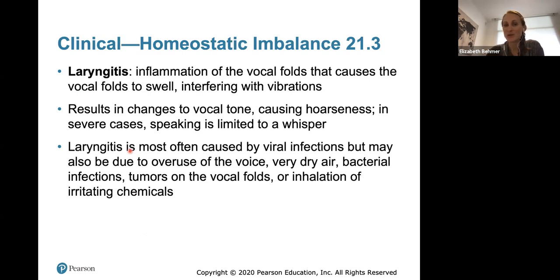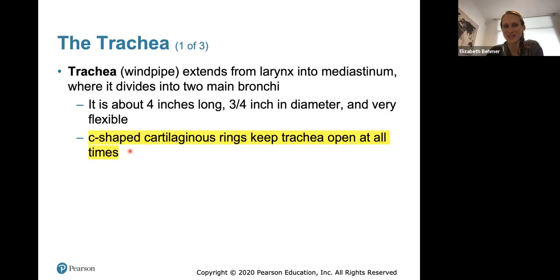Laryngitis, so we have an itis word, is inflammation of the vocal cords. It can result from dry air, overuse, tumors, or inhalation of something irritating. So then we'll get to the trachea. Below the larynx, we have your trachea extending from the larynx into the mediastinum. It divides into two major bronchi going to either lung.